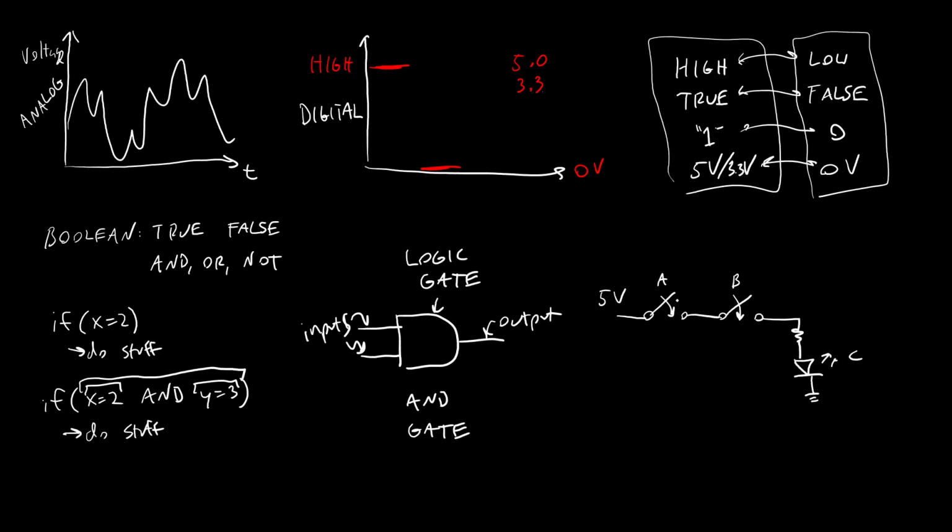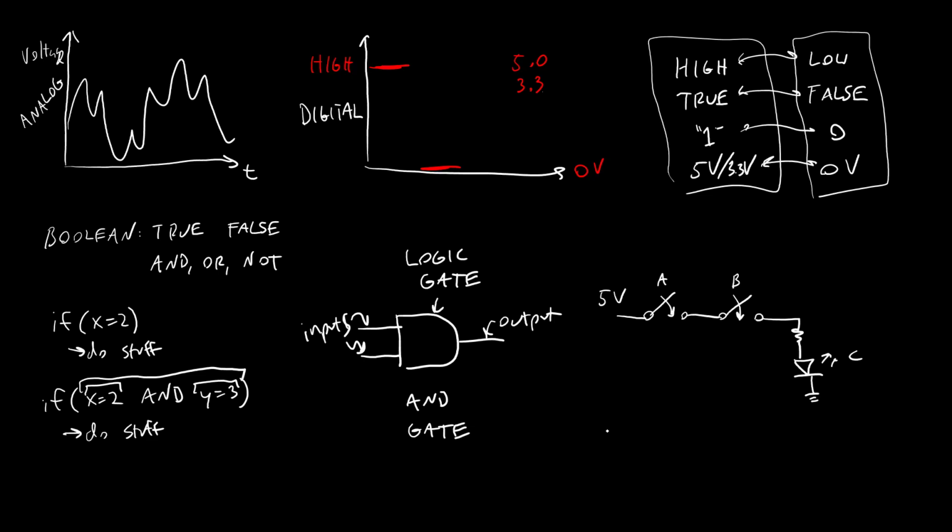So if the output is only high if both inputs are true, then that is basically acting like an AND function or an AND gate, where in this programming example, the if statement condition is only going to be true if both of the inputs are true. For the logic gate version, the output is going to be high only if both of the inputs are high. And here, the output is going to be high only if both of the switches are closed. So logic gates are doing this with transistors, not with physical mechanical switches like this, but that's another way you can visualize this concept.